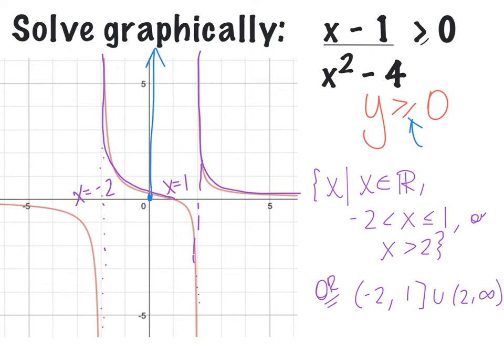And if I want to write it in interval notation, it would look like this, with a parenthesis on negative 2, a bracket on 1, because it can touch it, and then a parenthesis on 2, and obviously a parenthesis on positive infinity as it approaches it on the x-axis.